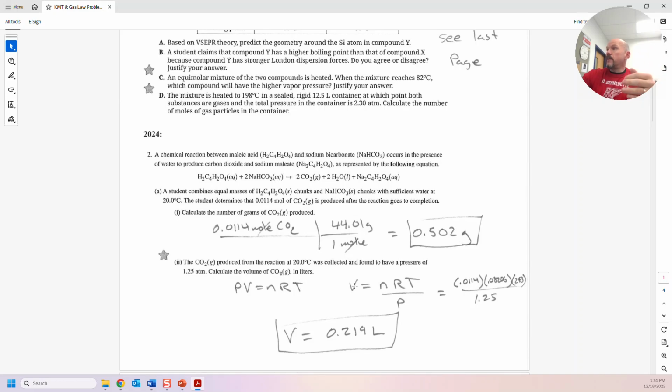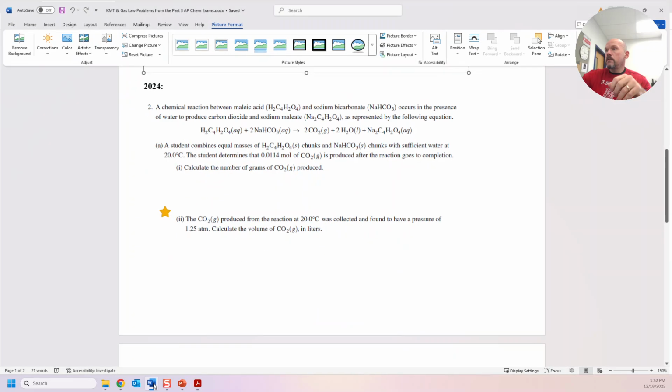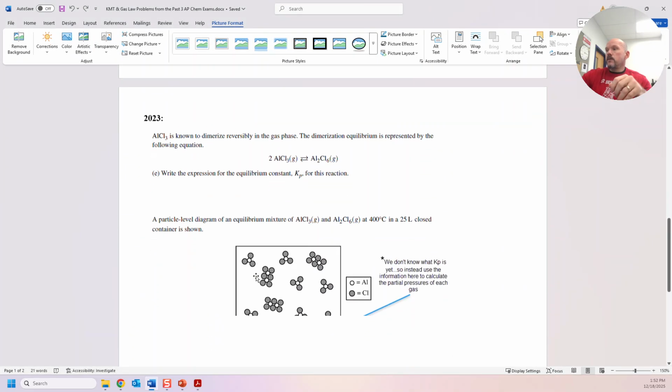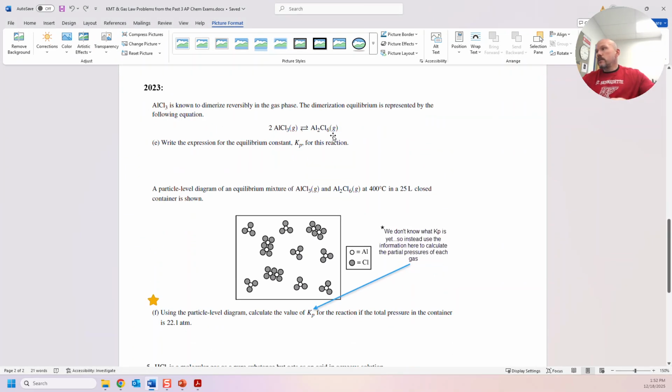And remember, when you solve for V in the ideal gas law, if you don't adjust the R values at all, then V is always going to be liters for the ideal gas law. Okay. So let's go to the next one. All right. So in 2003, okay, so just kind of a quick crash course in what Kp is and that kind of thing.